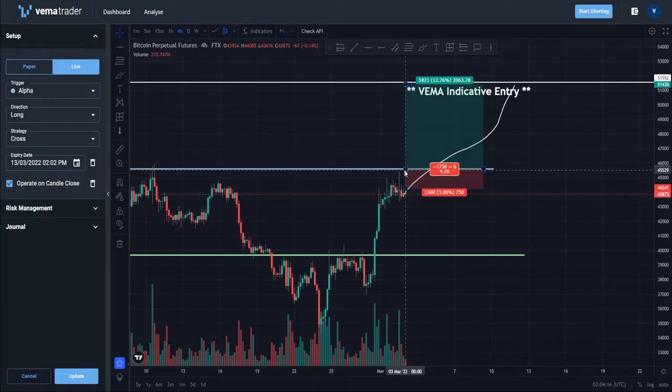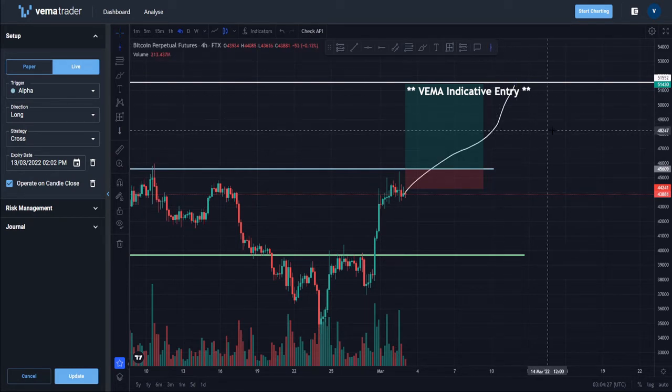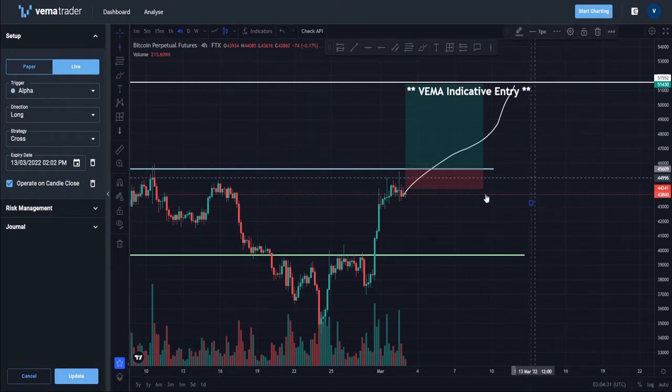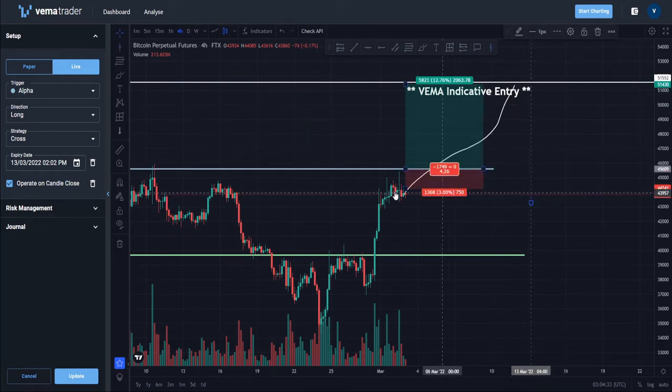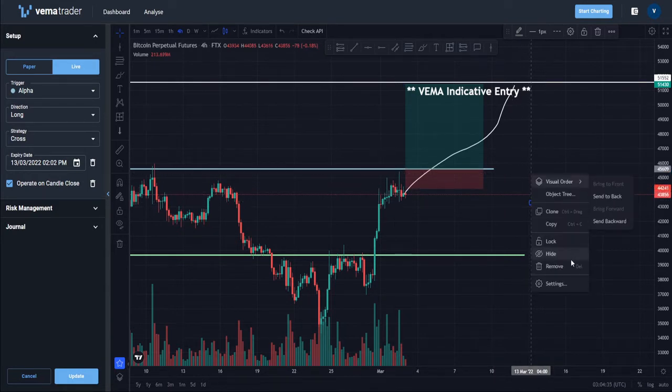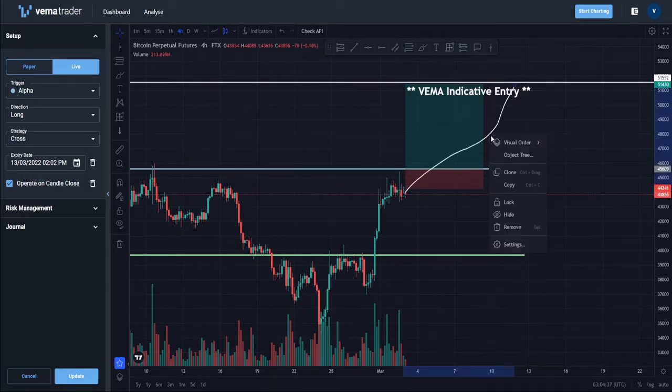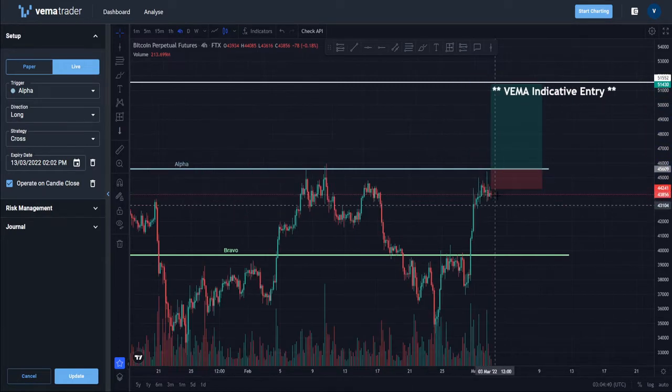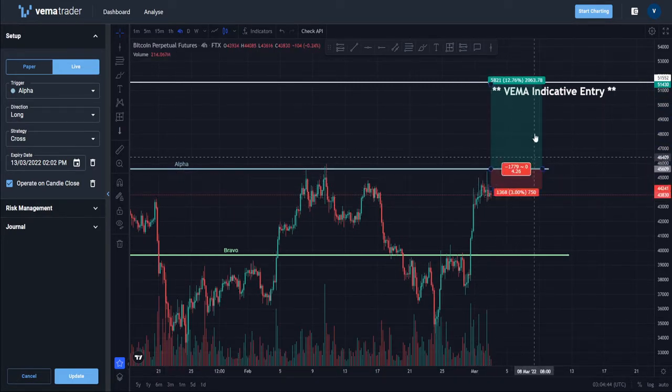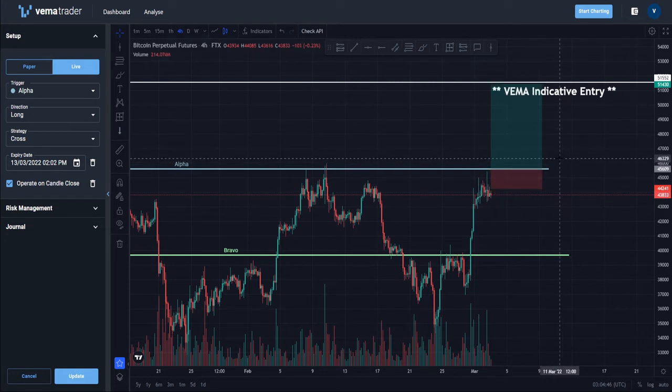Then we'll only enter if price crosses alpha, so it gets above this blue line and closes there, because we've got operate on candle close ticked, and it has to happen before 13th of the 2nd at 2:02. So about there. It has to happen in that time period, otherwise VEMA will expire this trade. So that is how you set up the cross of alpha, essentially the breakout of resistance.